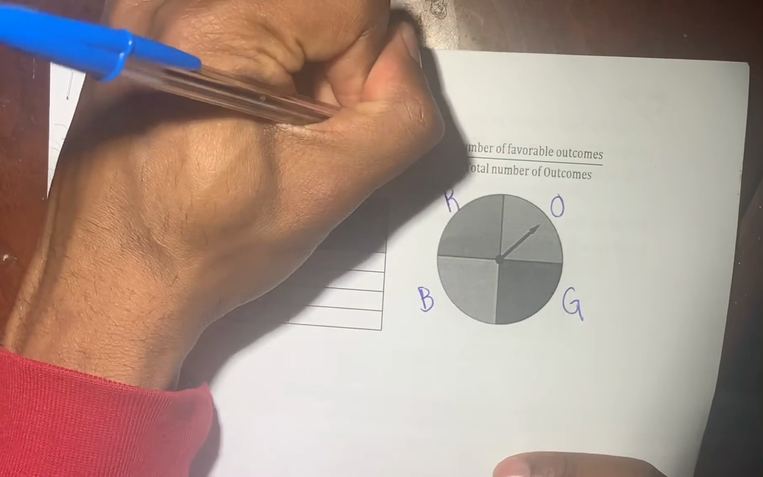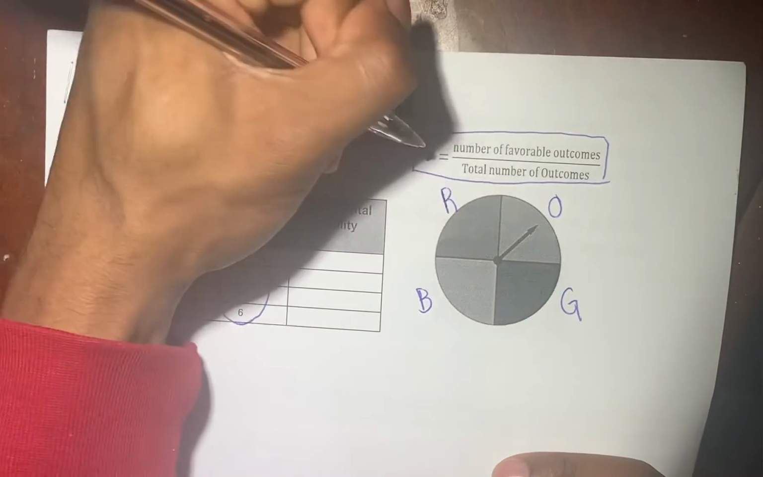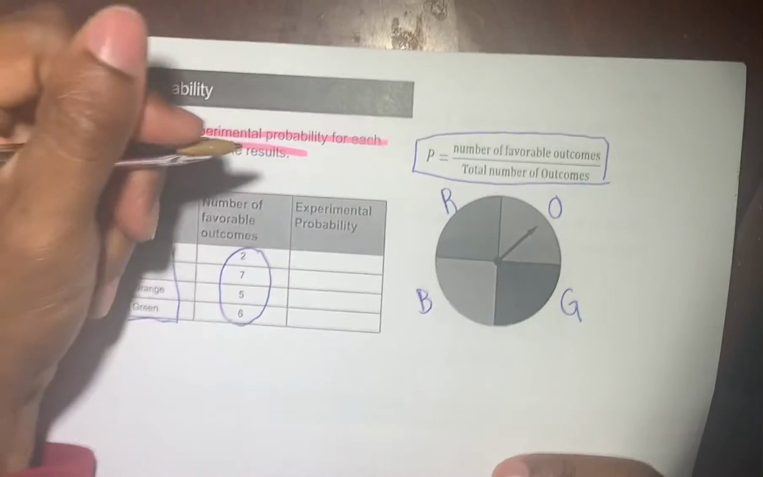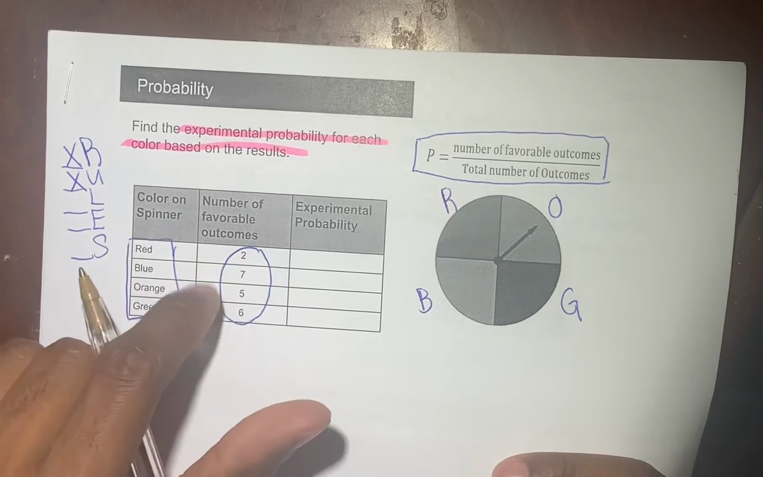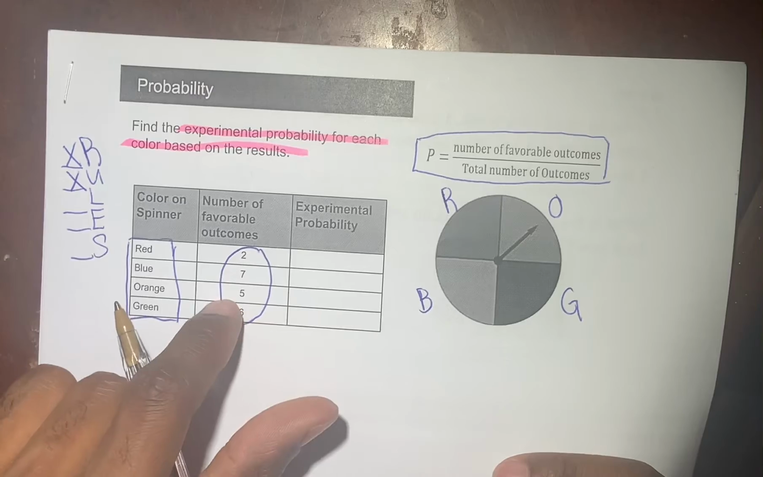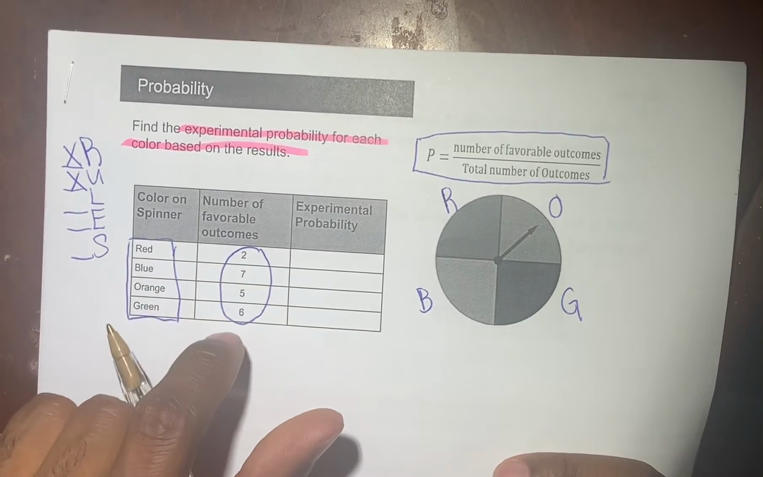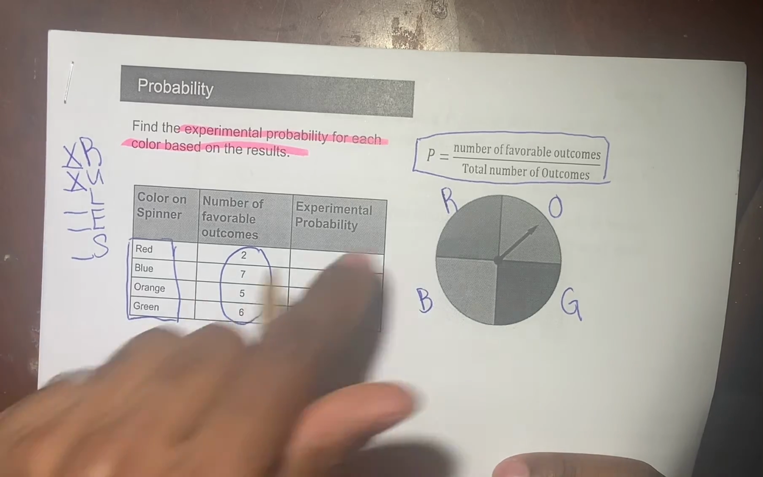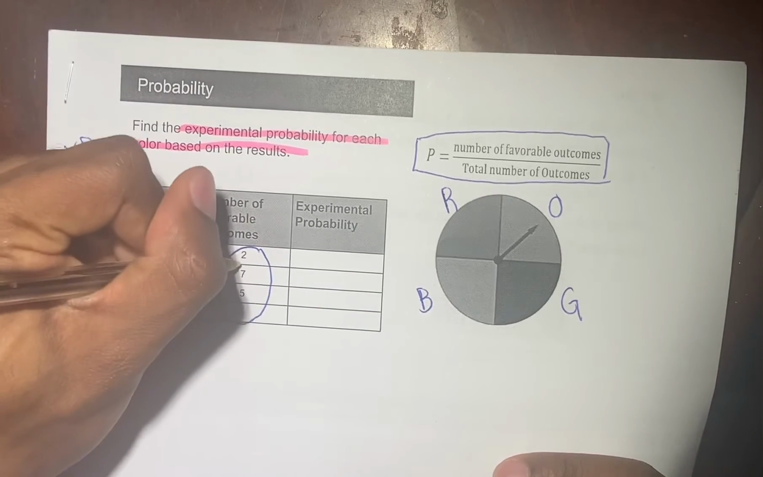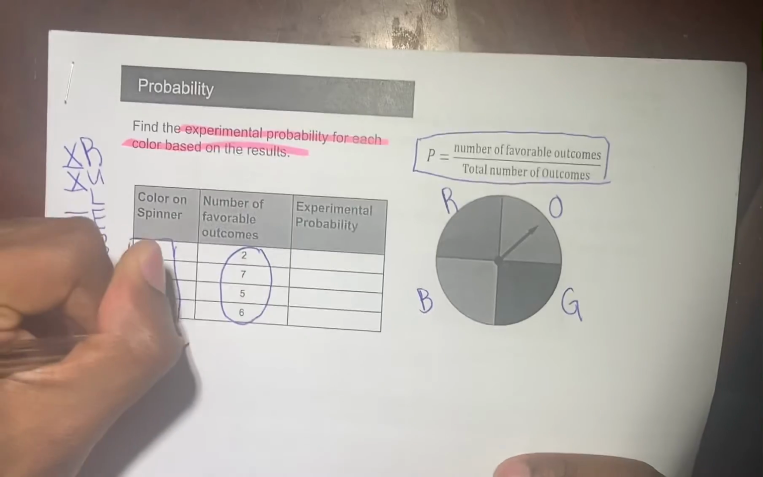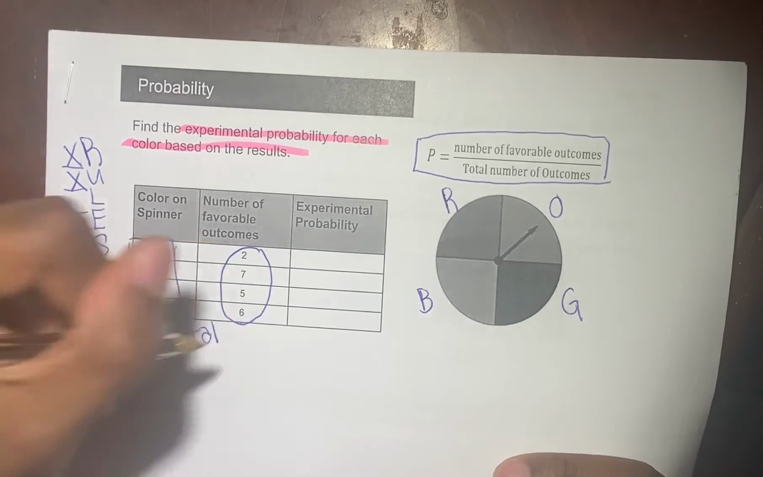Okay? This formula is very important. The probability is the number of favorable outcomes over the total number of outcomes. In this case, we have favorable outcomes, so this is the amount of times that the spinner landed on each color. So red twice, blue 7, orange 5, green 6. Now, the total number of outcomes means that we have to add these numbers up. 2 plus 7 is 9, plus 5 is 14, plus 6 is 20. So the total is 20.